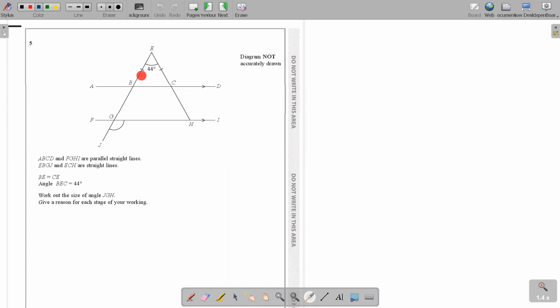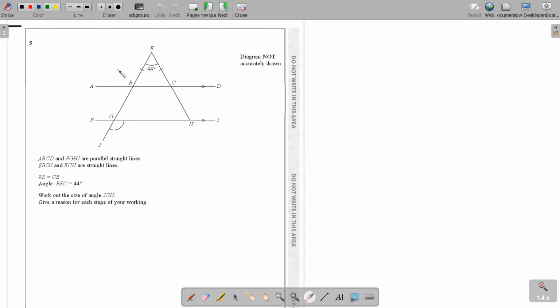BE equals CE. It's marked here. So BE and CE, these two lines are equal. Angle BEC is 44. Work out the size of angle JGH. Okay, so we need to find this angle. So let's get on with the working.